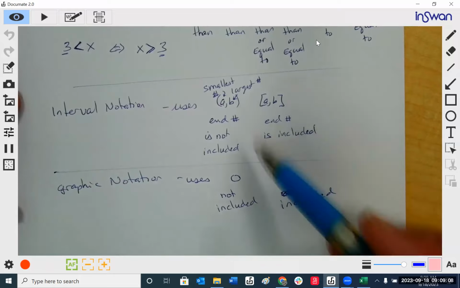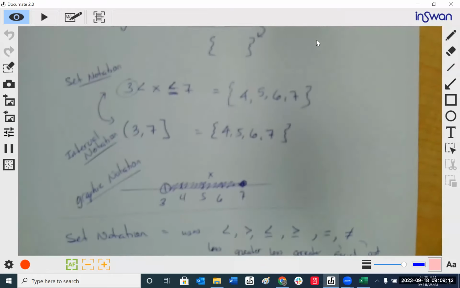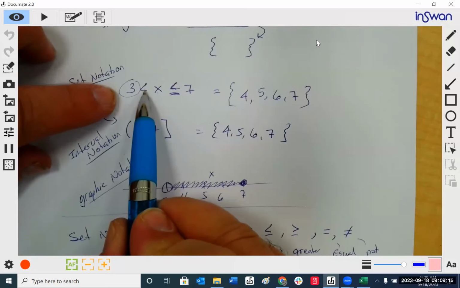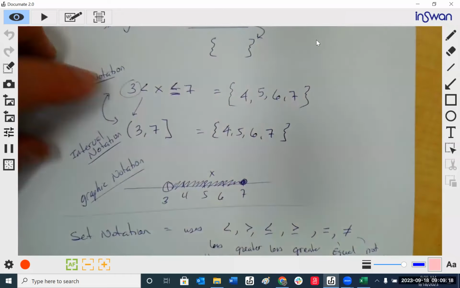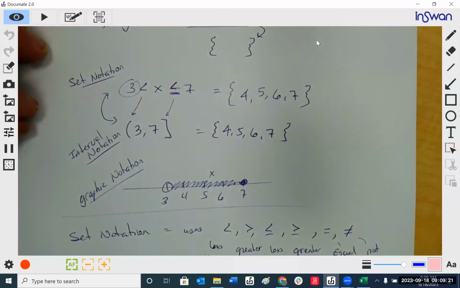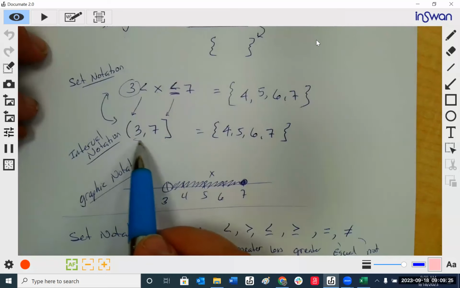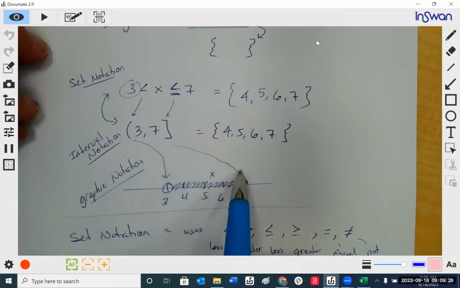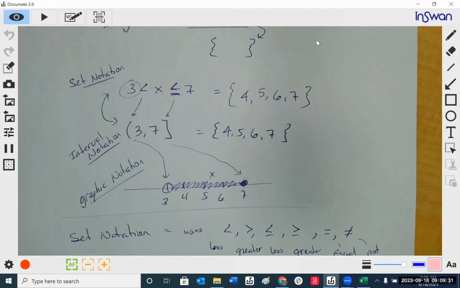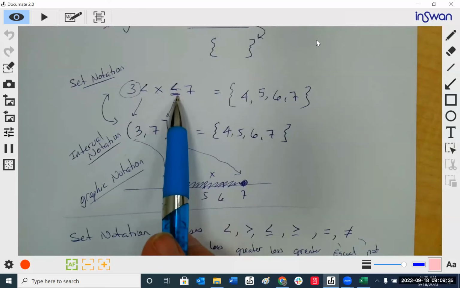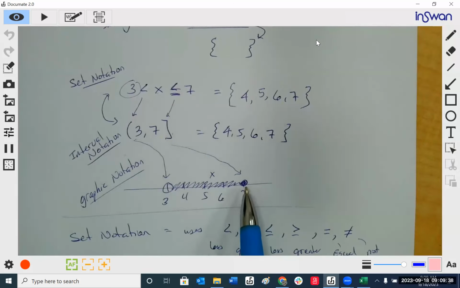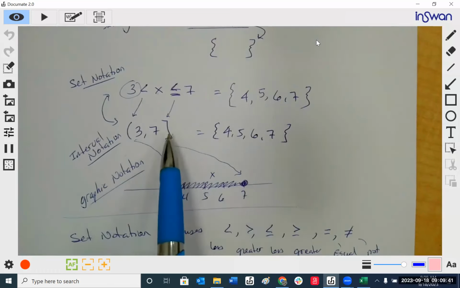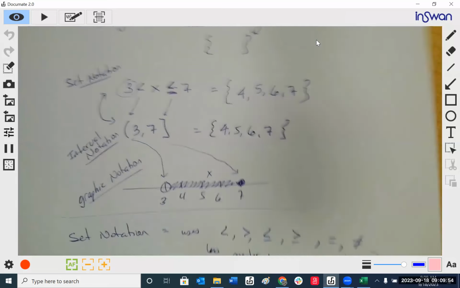Let's just see what I mean by these. Up here, we just talked about these. The inequality without an equal sign goes with the parenthesis. If it has an equal sign, it goes with the bracket. So if it has an equal sign on the bottom, or it's a bracket, on the graph it's a solid dot. Conversely, if I have a solid dot, that means it's a bracket, or the inequality has a line underneath it. So far, so good?